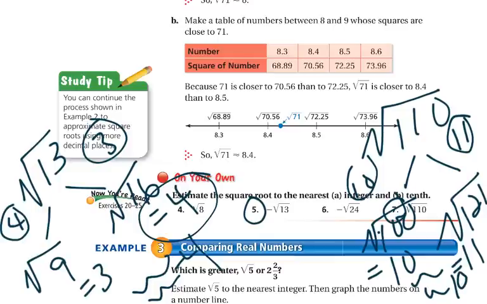Okay, so that's what my expectations are. If your work does not look like that, you need to make sure it looks like that, because that's my expectation on your assignment. All right.